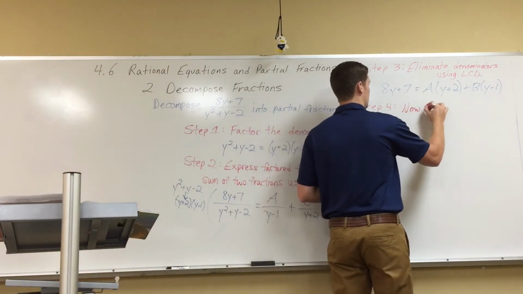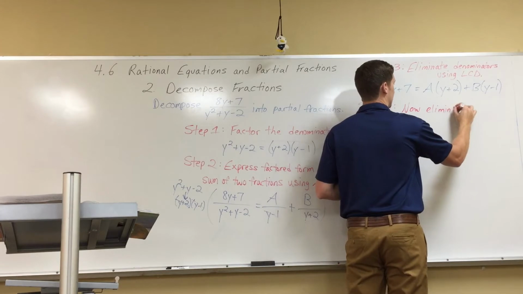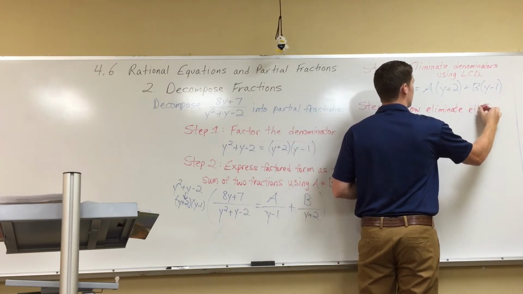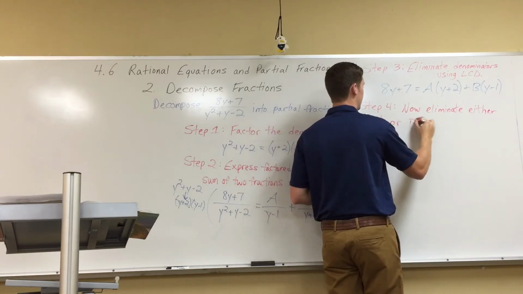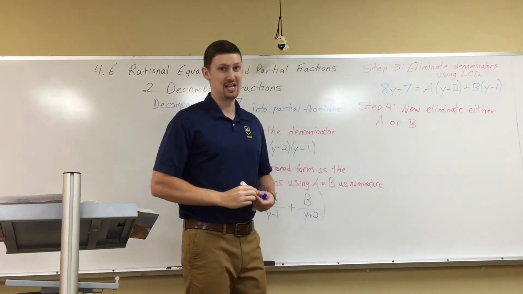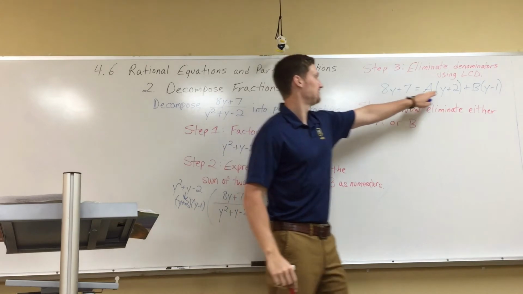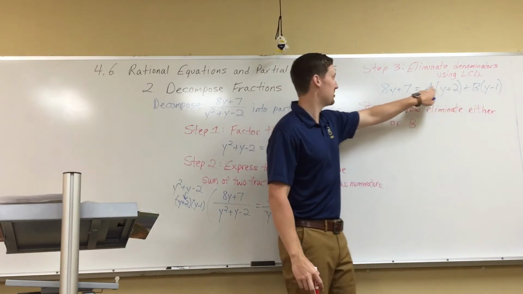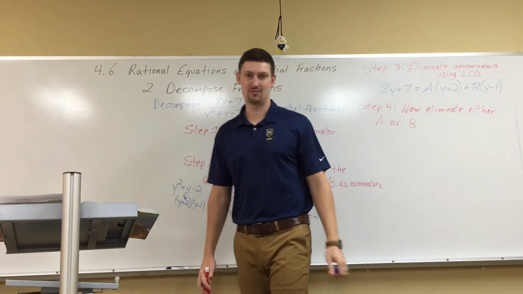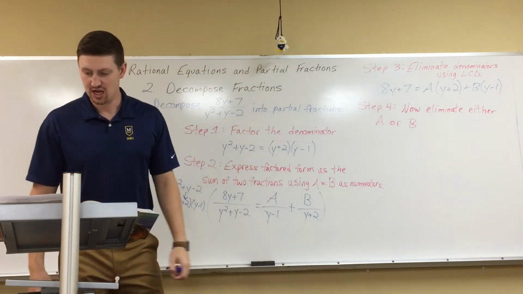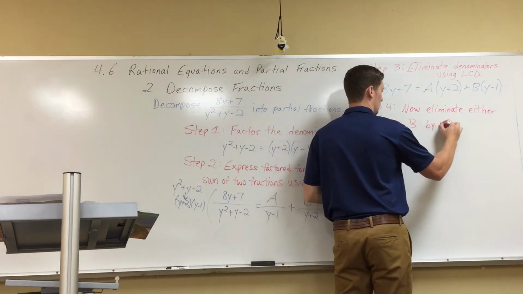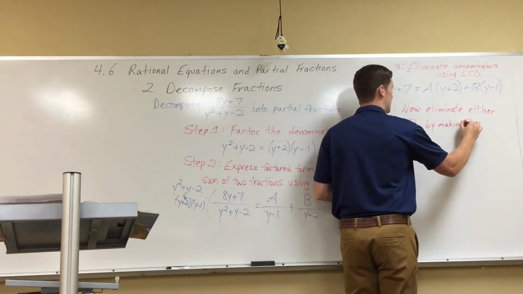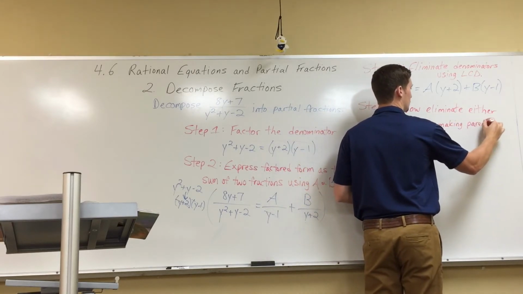Now, what do we do? Eliminate either A or B, because notice what's going on here. We got a lot of unknowns. We have the unknown of y, and we also have the unknowns A and B. It's too many unknowns, so we have to break it down a little bit. We're going to eliminate either A or B by making the parentheses equal 0.